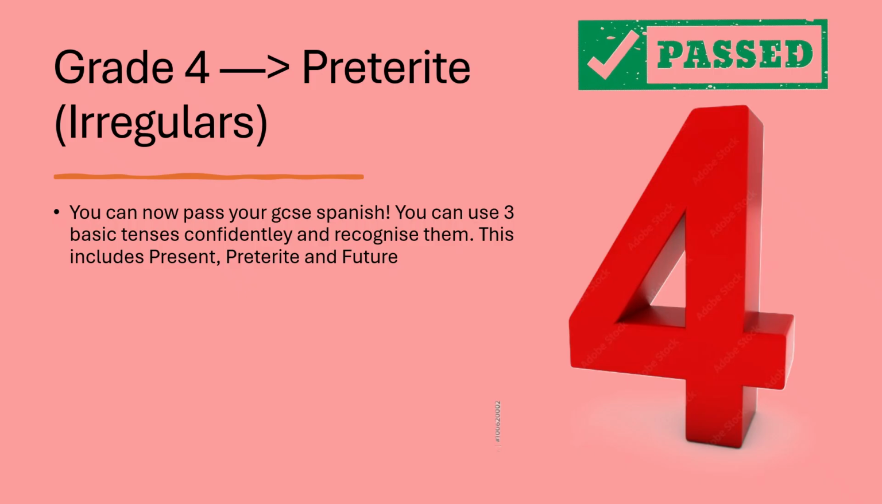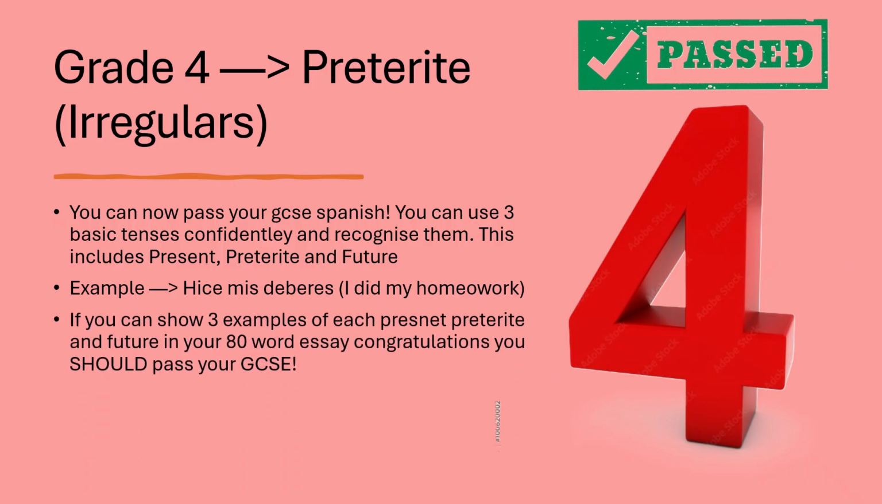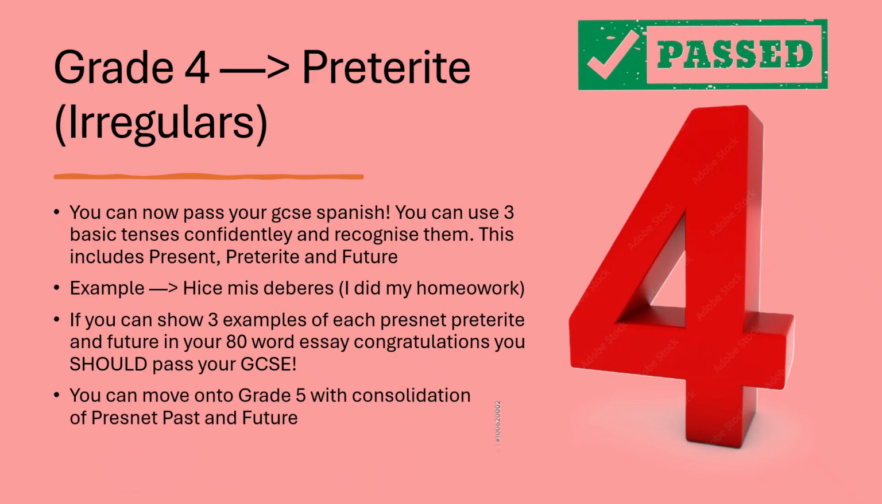Of course, do you want to pass or do you want to go further? That is the question. I always recommend going further. So, an example of an irregular preterite is: hice mis deberes. So that comes from the verb hacer. So that means I did my homework. If you show 3 examples of each present, preterite and future in your 80-word essay, congratulations, you should pass your GCSE exam. And finally, you can move on to grade 5 with consolidation of the present, past and future.